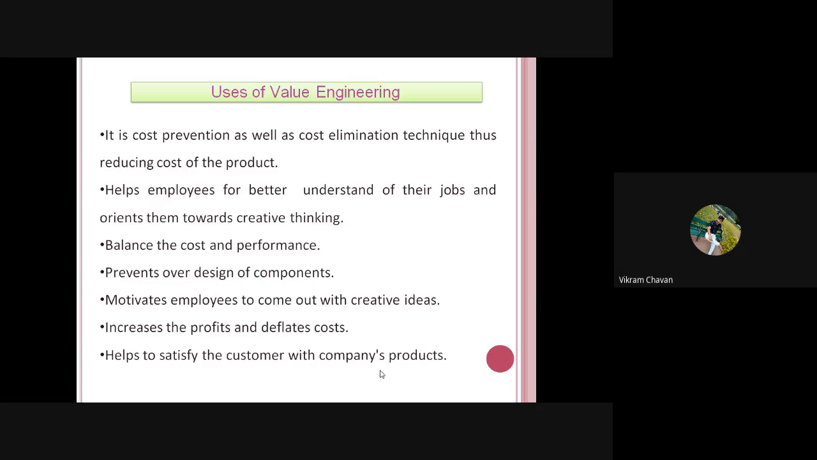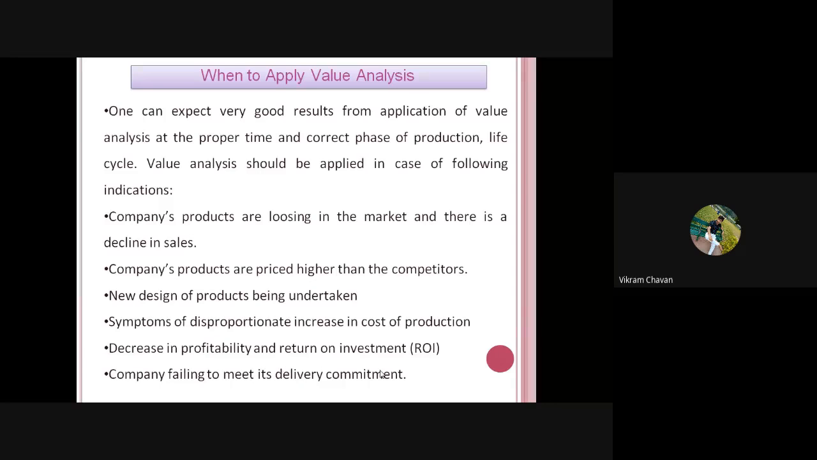Next one: helps to satisfy the customer with the company's product.